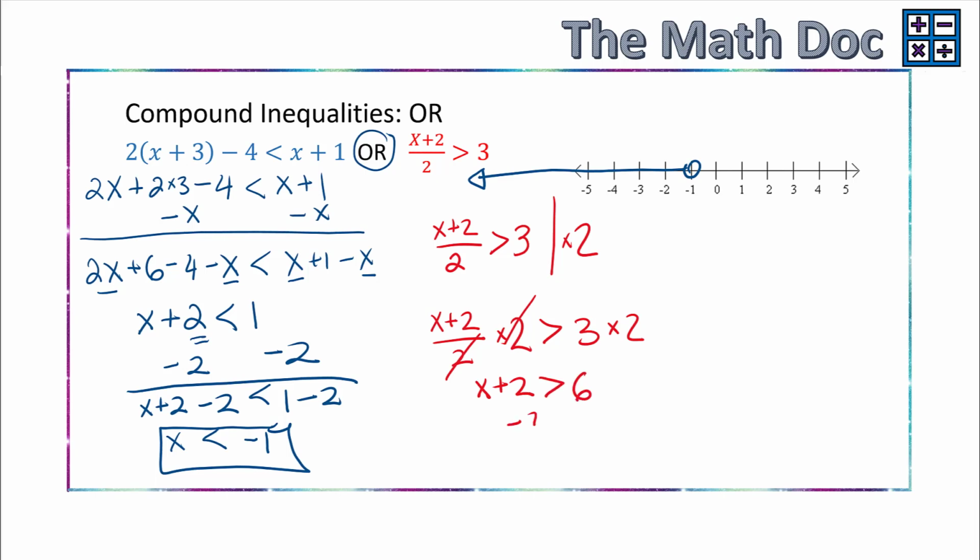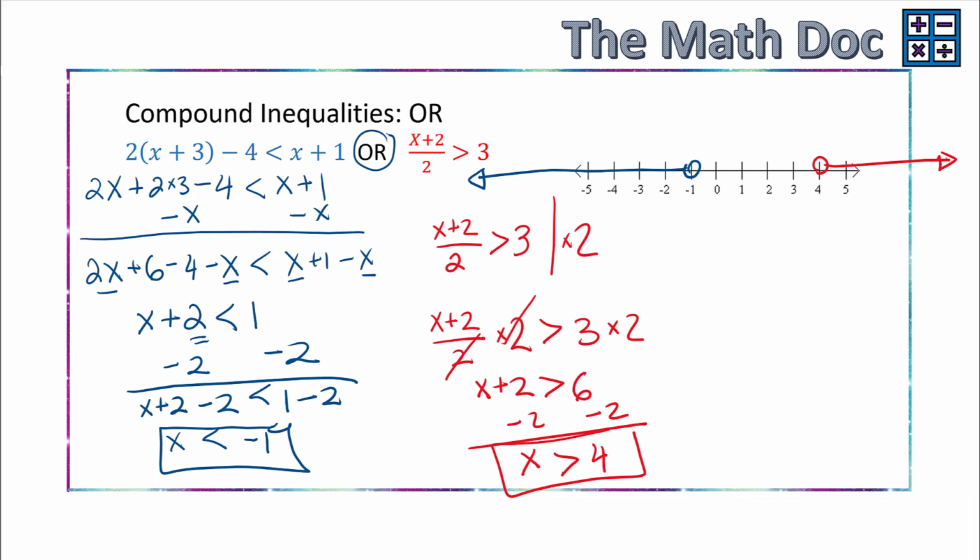And now we will subtract 2 from both sides, right? In order to remain with just x on the left-hand side is larger than 6 minus 2 is just 4. So we have x is larger than 4. Let's find that on the number line right there.